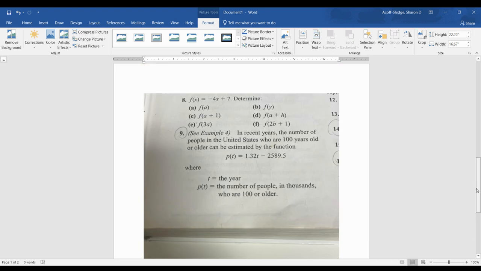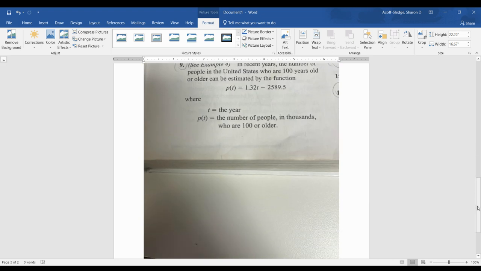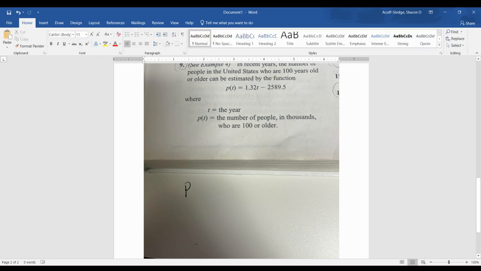So here's the function, and it says find P of 2010. So that means where I have a T, I'm going to put, so T is the year. So this is 1.32 times 2010 minus that. Where I have a T, that's where I put the 2010.